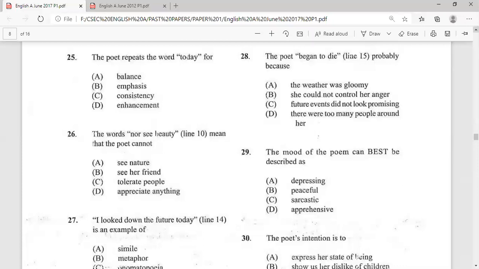29, the mood of the poem. Remember, the poet is having a bad day, so this poet is really sad. So what is the mood of the poem then? It would have to be aligned with the mood of the poet, which is depressing, definitely a depressing poem.